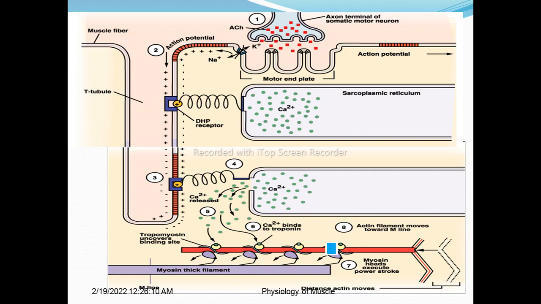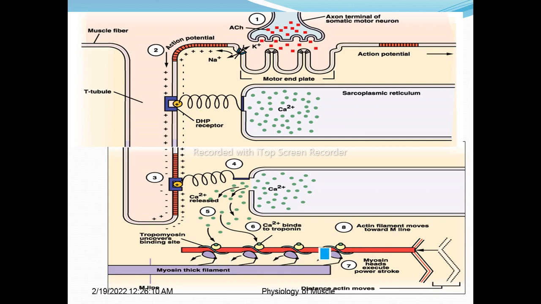Then the myosin head executes the power stroke. Calcium troponin attachment will prevent troponin I, so troponin I will make the tropomyosin uncover the site. By this process, the myosin head executes the power stroke. The myosin head breaks down ATP into ADP and phosphorus, which produces the power stroke.